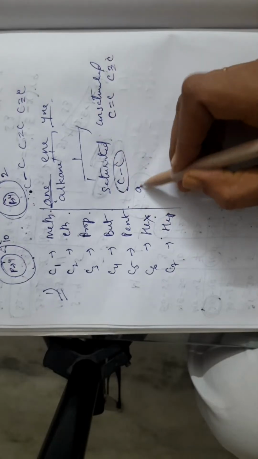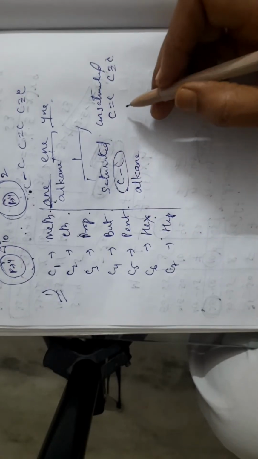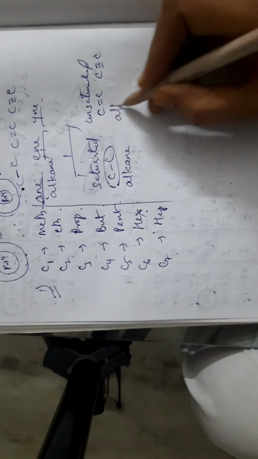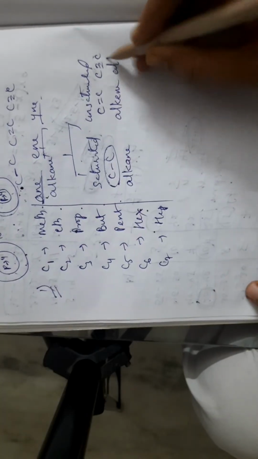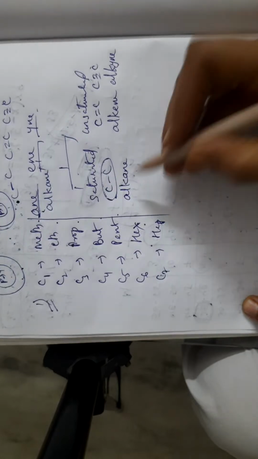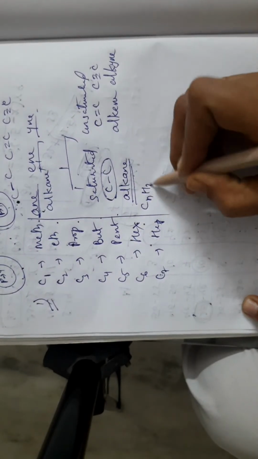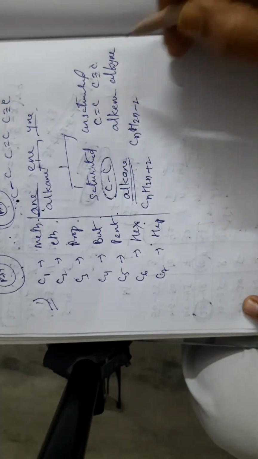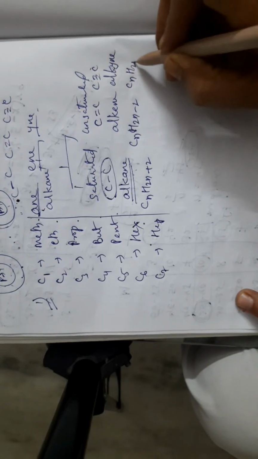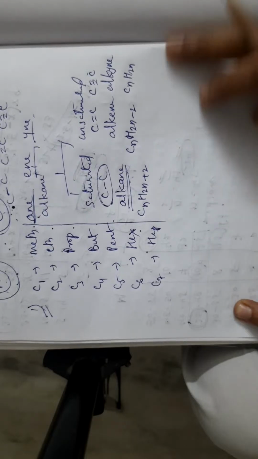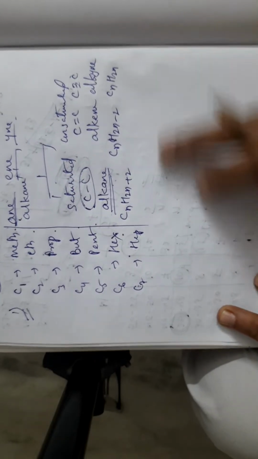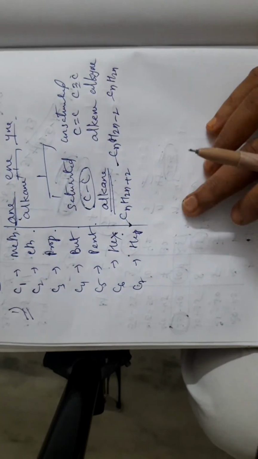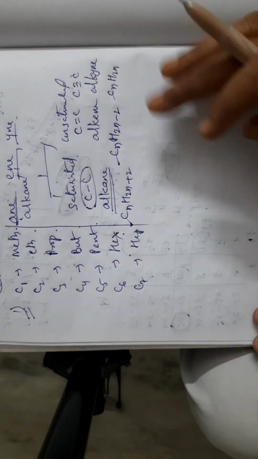If single bond is there, we call them alkane derivatives. If double or triple bond is there, we call them alkene or alkyne derivatives. For alkane, the general formula is CnH2n+2. For alkene, CnH2n. And for alkyne, it is CnH2n-2. Okay. Now, after the general formula, they can ask you to form any formula. So, easily you can find that out. So, this general formula is important for either homologous series or to get the formula of a particular compound.